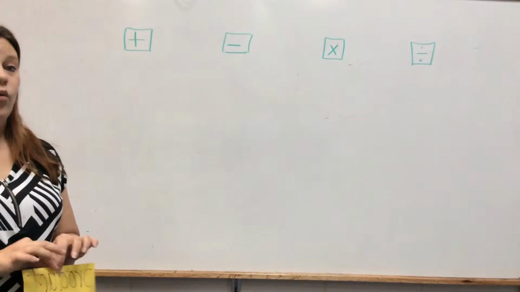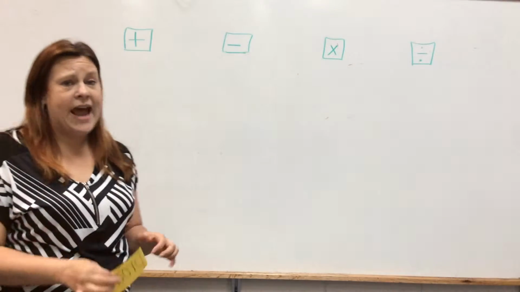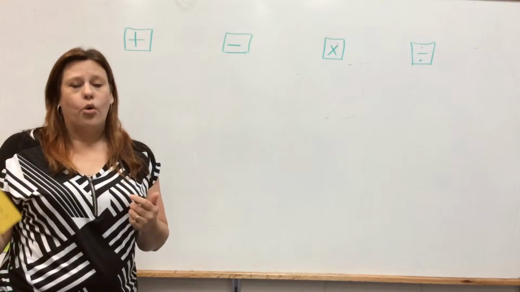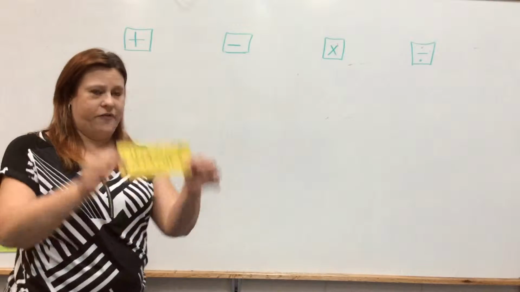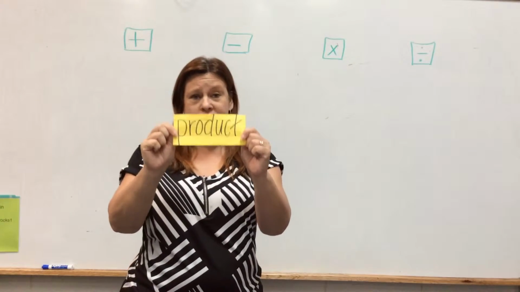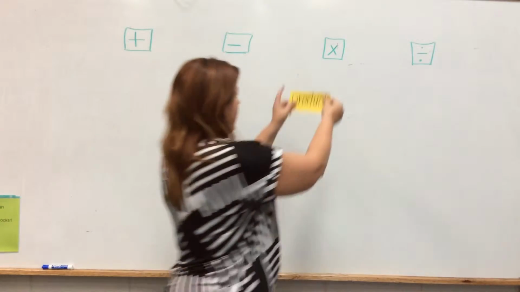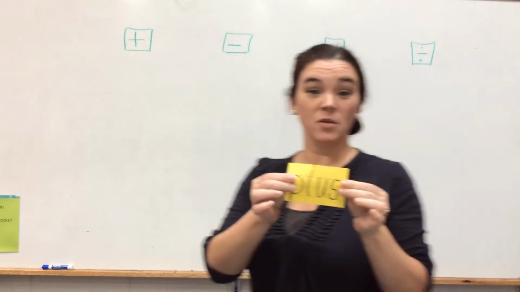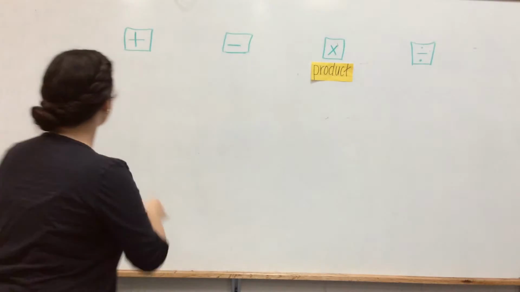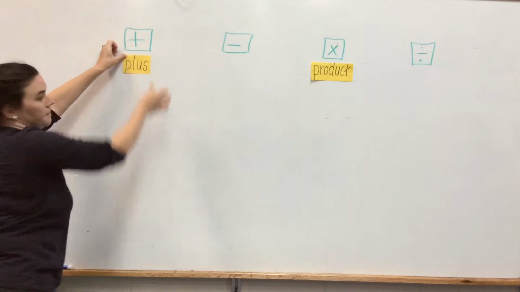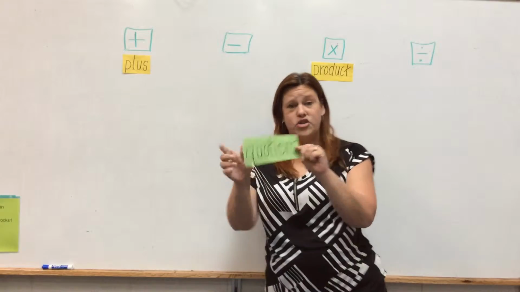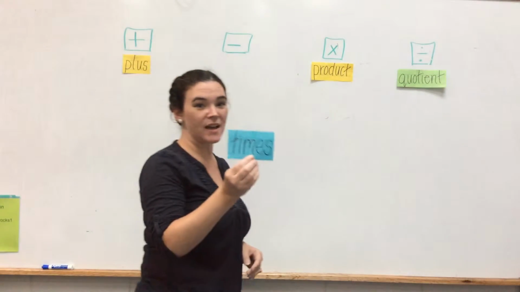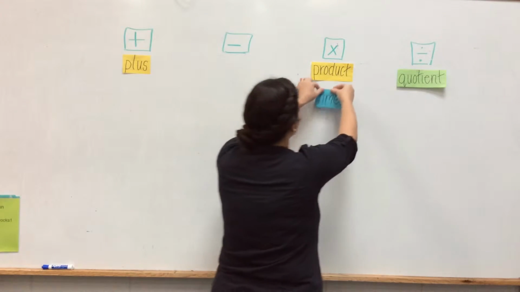All right, we're going to talk about word phrases and expressions and how you translate one into the other. Okay, so first we're going to talk about what words are and what they mean. So the first word I have is product, and when you see the word product, you should automatically think multiplication. Okay, I have the word plus, which means we're going to do addition. If you're asked to find the quotient, you will be dividing. If you're going to do times, that means multiplication.